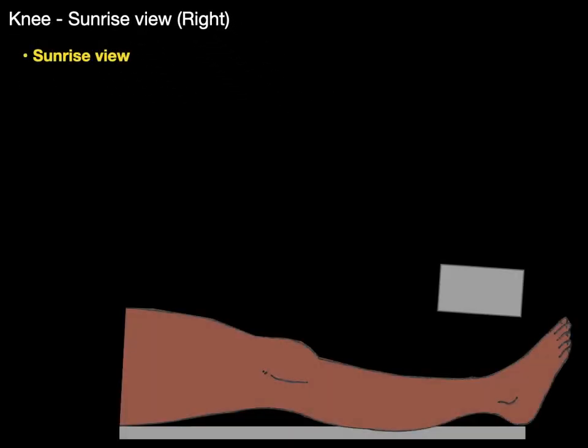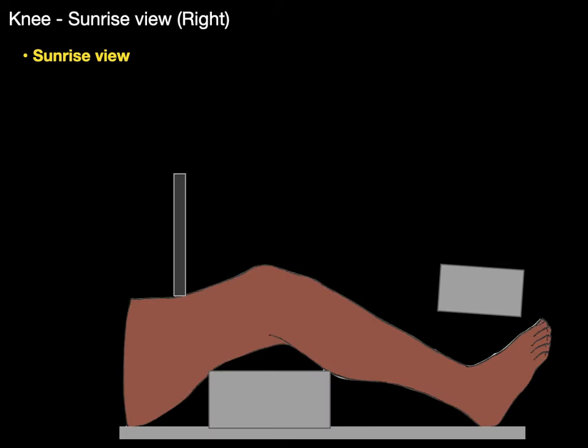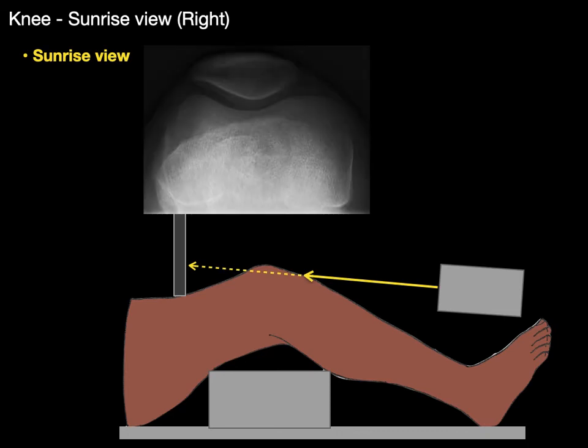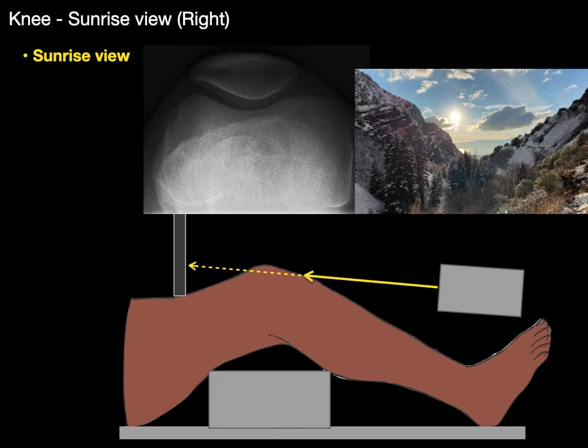All right, now the sunrise view of the right knee. There you can see the leg is extended, but what happens is you bend it to about 30 degrees, and then you shoot the x-ray beam through the knee in that fashion, and you get a picture that looks like this. It's called the sunrise view because it kind of looks like a sunrise. Doesn't that kind of look like sunrise? Other than the sun is much smaller than the patella in this, but the idea is there.